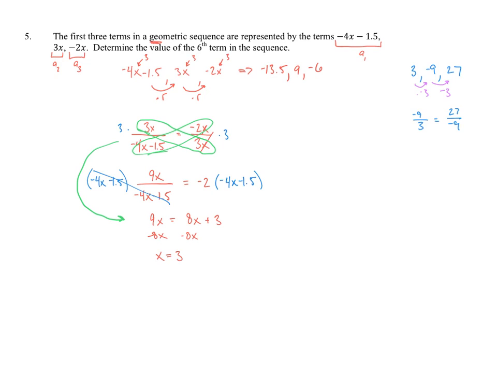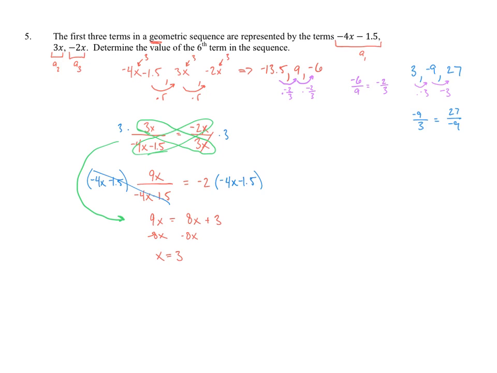Now, let's pretend almost that this problem started here and said determine the value of the sixth term in the sequence. Well, I'm going to figure out what my common ratio is because they told me it's geometric. And anytime I want to figure out what that ratio is, just like we just saw, I can just take two of my terms and divide them. So if I want to figure out what that ratio is, I could just take my -6 and divide it by my 9, -2/3. So that must be my common ratio, times -2/3 times -2/3.